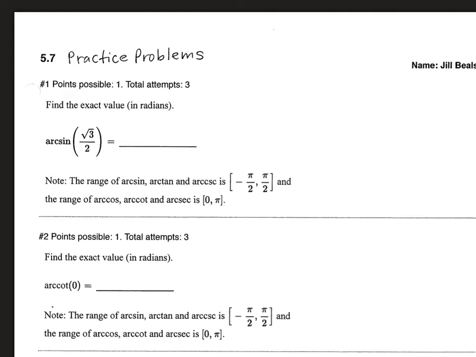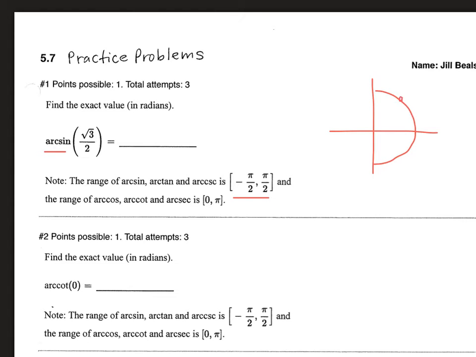Right, let's do some practice problems from 5.7. So we want to find the arc sine of square root 3 over 2. Because this is arc sine, we are looking at a range of negative pi over 2 to positive pi over 2. So we can think about that being the first and fourth quadrants.